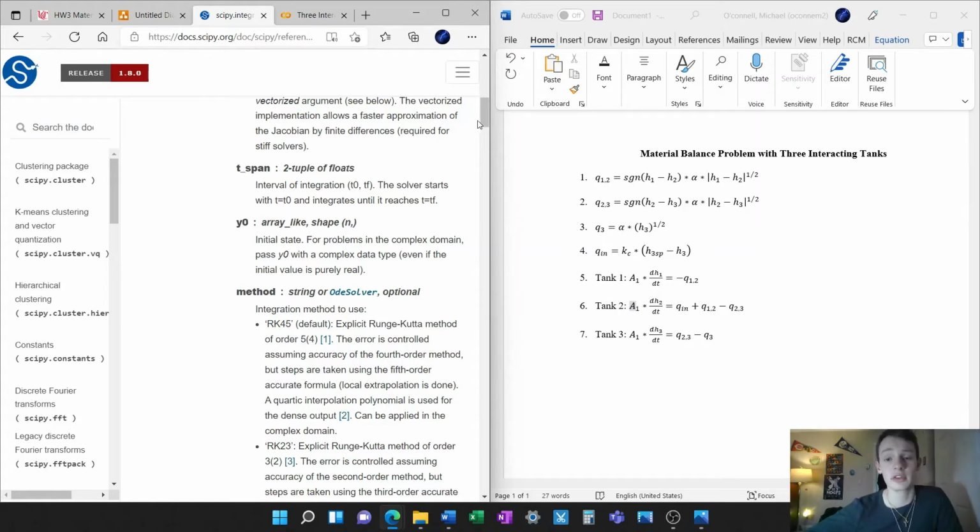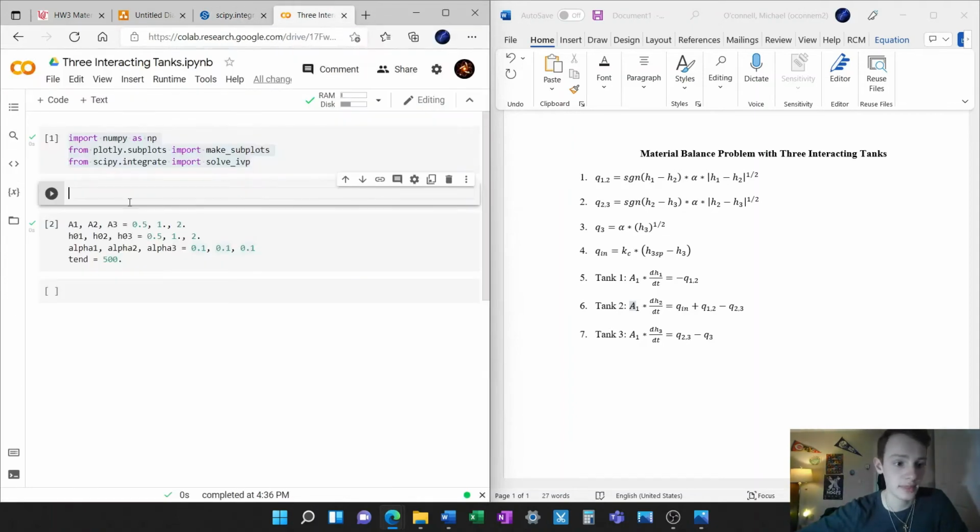And then it says there's going to be an array, okay, a vector array of your initial y values, and that's going to work perfectly for us because what's our dependent variable here? That is the height of fluid for each tank. So we have 3 of those. There are 3 differential equations here.